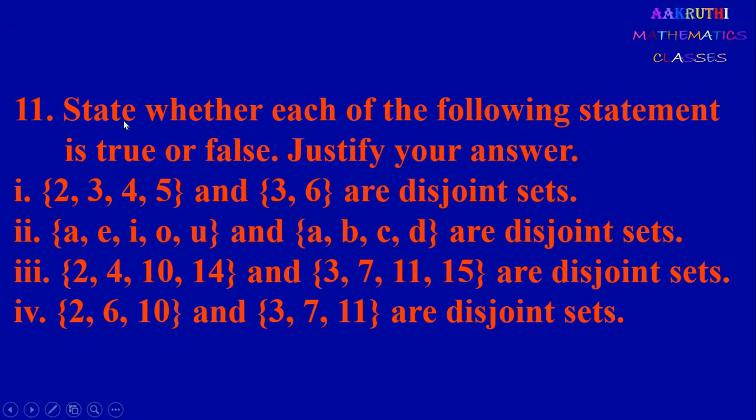So next one, state whether each of the following statements is true or false. Justify your answer. Now here it is given 2, 3, 4, 5 and 3, 6 are disjoint sets. A, E, I, O, U and A, B, C, D are disjoint sets. 2, 4, 10, 14 and 3, 7, 11, 15 are disjoint sets. 2, 6, 10 and 3, 7, 11 are disjoint sets. Now here we have to tell which of these are true, which of these are false, and you have to justify also.